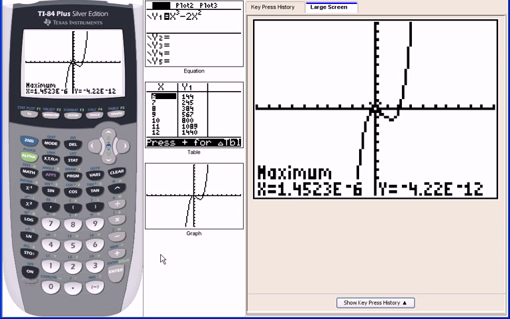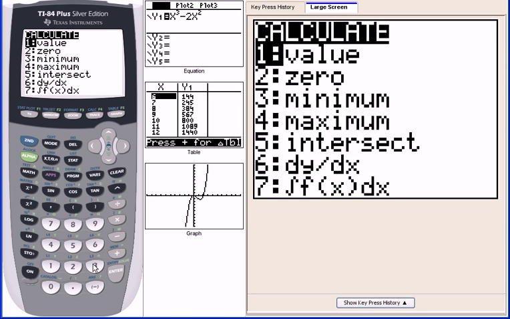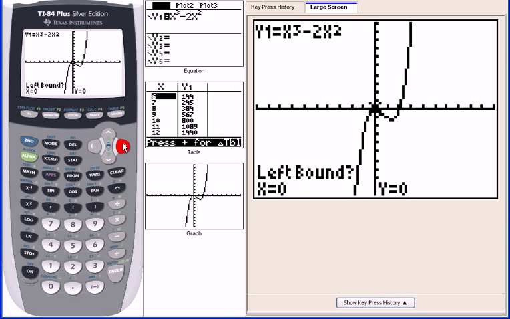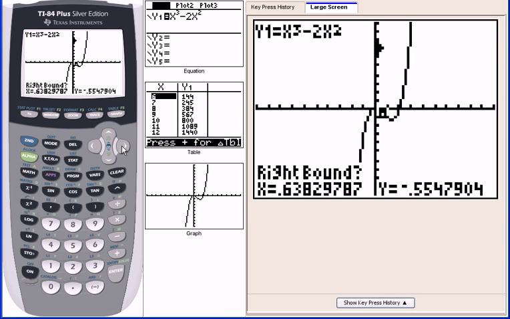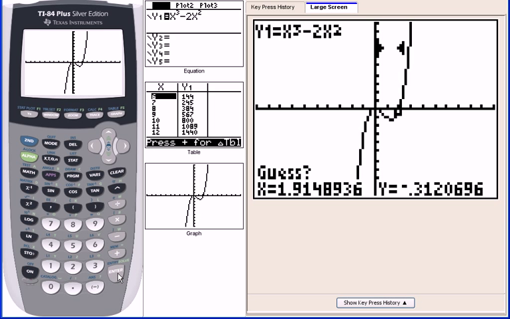Let's find our relative min. So go to your second trace button, hit 3 for the minimum, and we need to choose something to the left. Now you want to choose a point in between your max and your min. So don't choose a point over here, because it'll choose this point over here. It won't choose this point. So you need to make sure it's around your curve. So we're going to hit enter, right bound, go to the right. You can do this all day. Hit enter, and enter again for the guess.